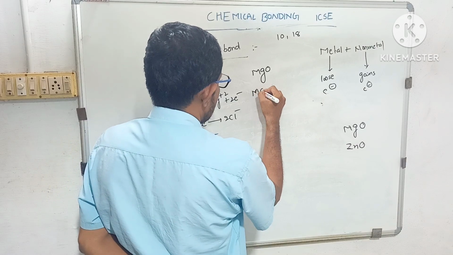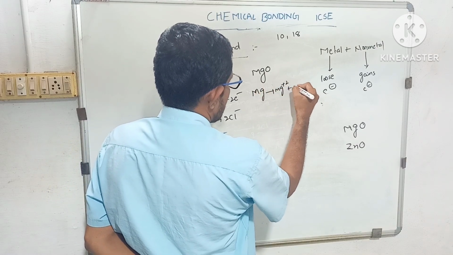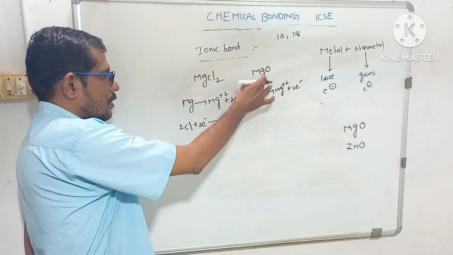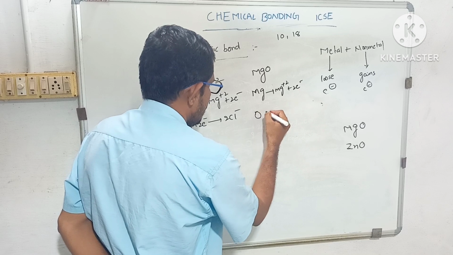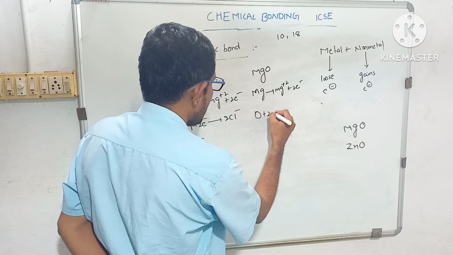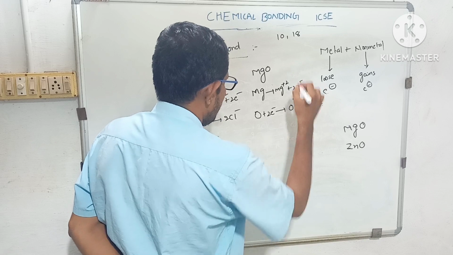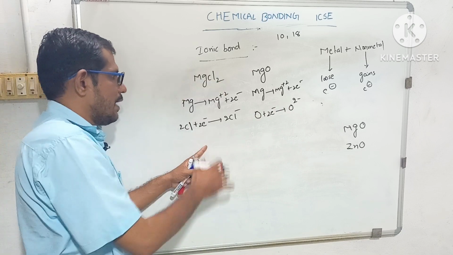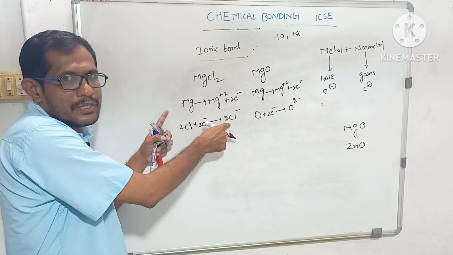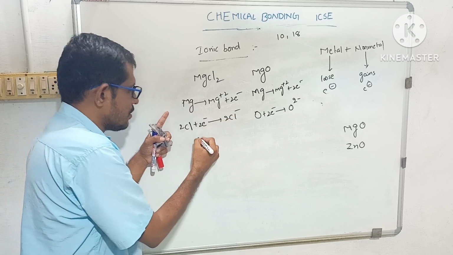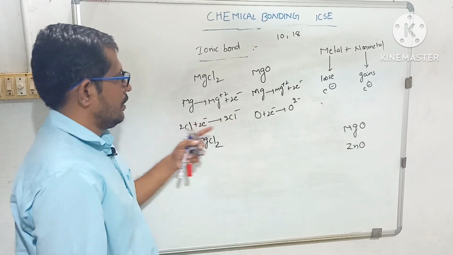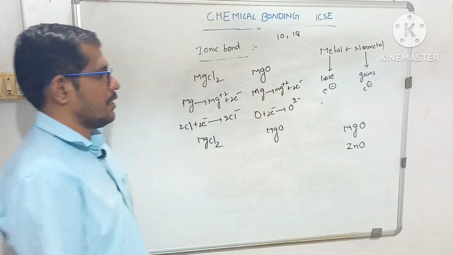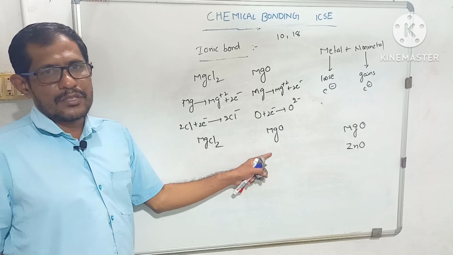Here if you take magnesium, Mg gives 2 electrons. This step is same for both. If you take oxygen, by gaining 2 electrons, it becomes O2 minus. While writing the formula, 1 Mg and 2Cl minus, so it is coming MgCl2. Here just 1 Mg, 1 O, so we are writing MgO. Magnesium chloride and magnesium oxide.